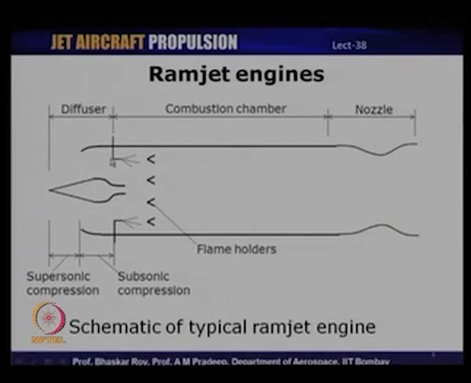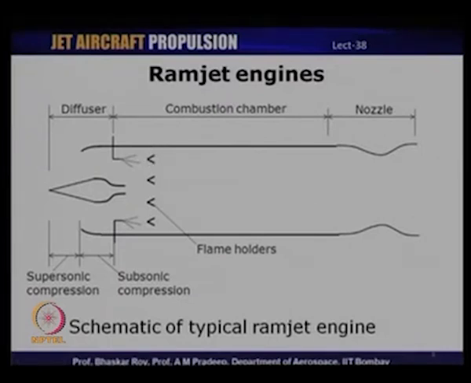So, after the diffuser, you can see the combustion chamber. It is a straight through flow combustion chamber, as you can see, and let us say schematically we have a few fuel injection systems, as you can see here. Fuel is injected, and then how do you maintain the flame inside the combustion chamber?